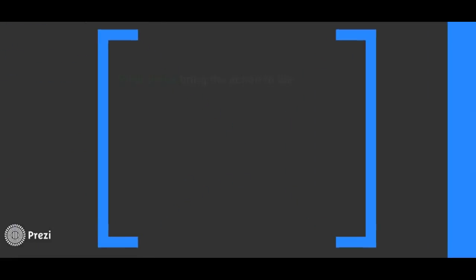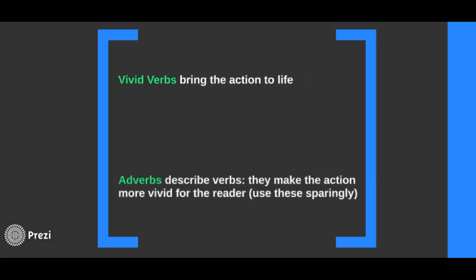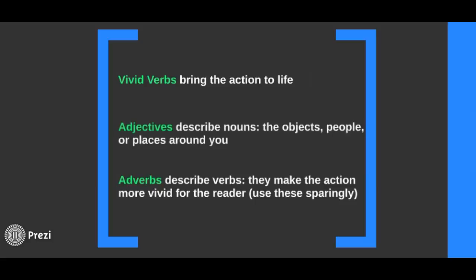As you're writing, pay attention to the types of words that you use. Vivid verbs bring the action to life. Adverbs describe verbs. They make the action more vivid for the reader. Do use these sparingly, though. And then adjectives describe nouns, the objects, people, or places around you.